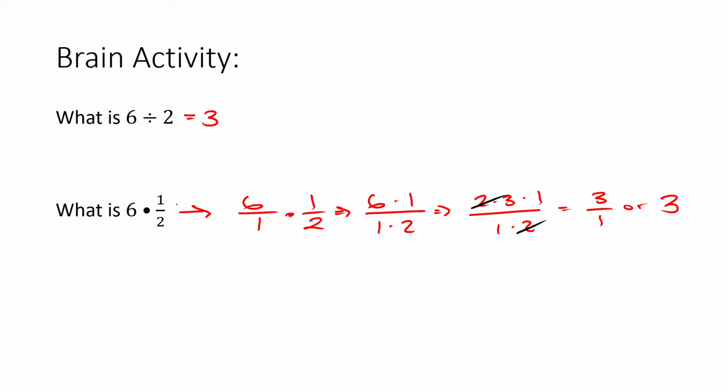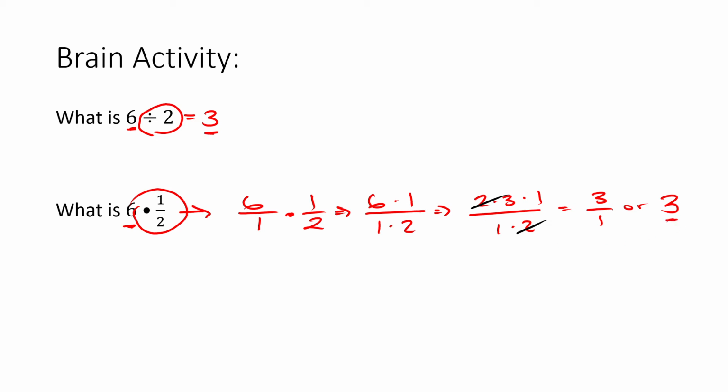So what does this tell us? Well, if you look closely, both of them start at 6, right? But later on, they did different operations. The first one we divide by 2. The second one we multiplied by 1/2. But here's the strange thing. Your answer is equal to 3.